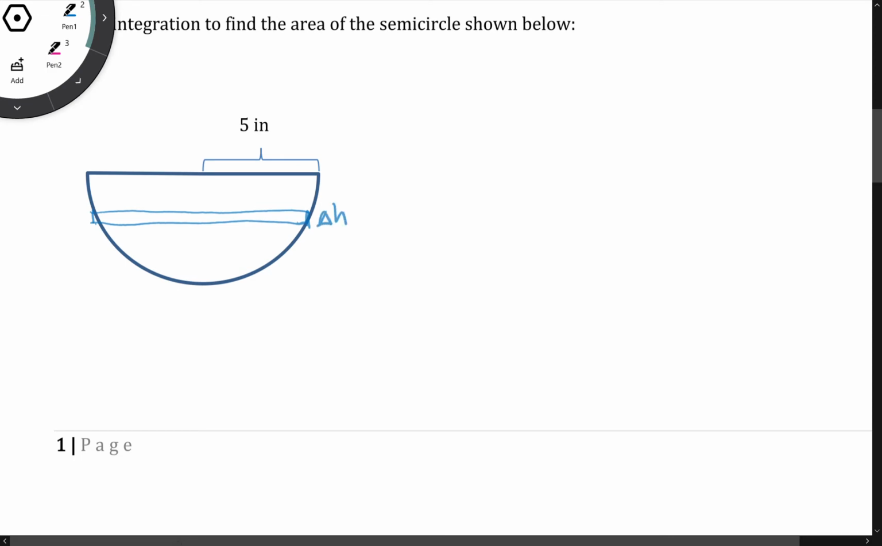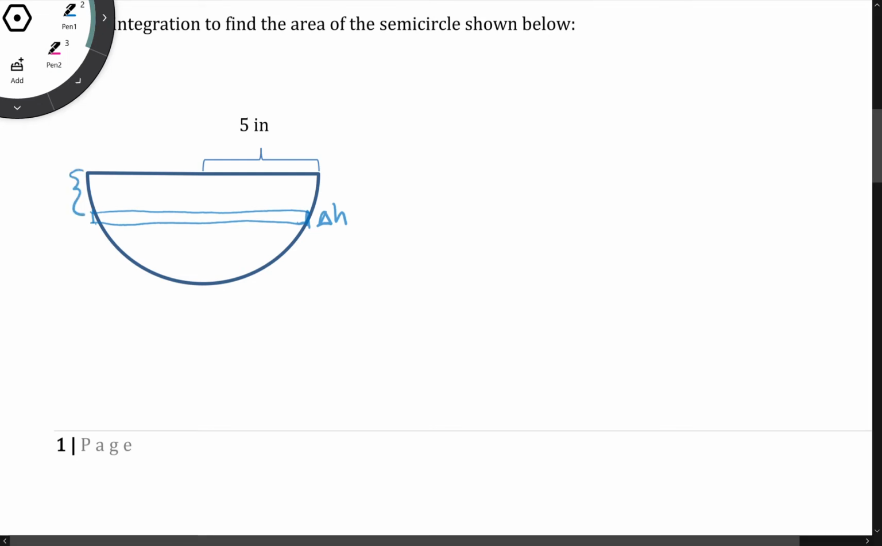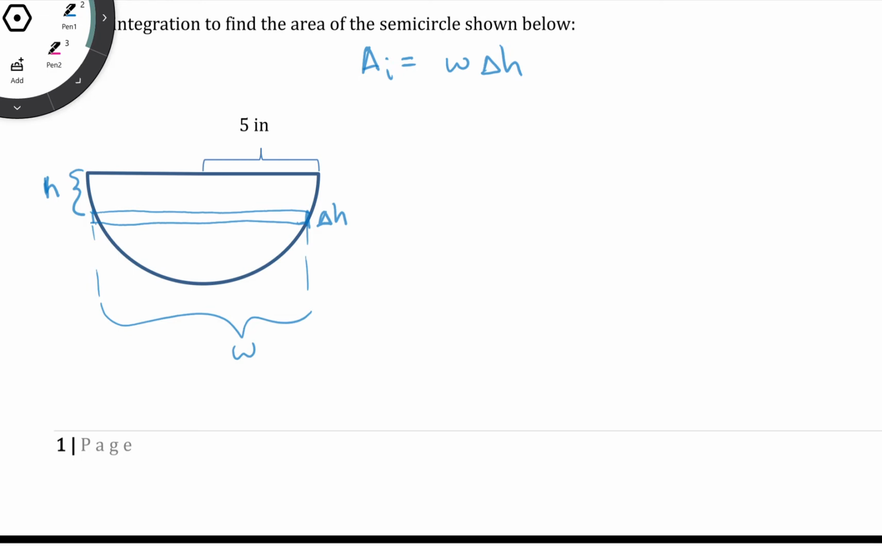And then you also have the choice. Delta H is a little vertical distance, so H should be measuring a vertical distance. You can choose top or bottom. Since I did bottom as my fixed point last time, I'm going to say I'm measuring how far my slice is from the top of this shape. So I want to find the area of that little slice, and the area is going to be whatever this width is times delta H. So my big task here is to figure out how to find that formula that relates H to W in a semicircle.